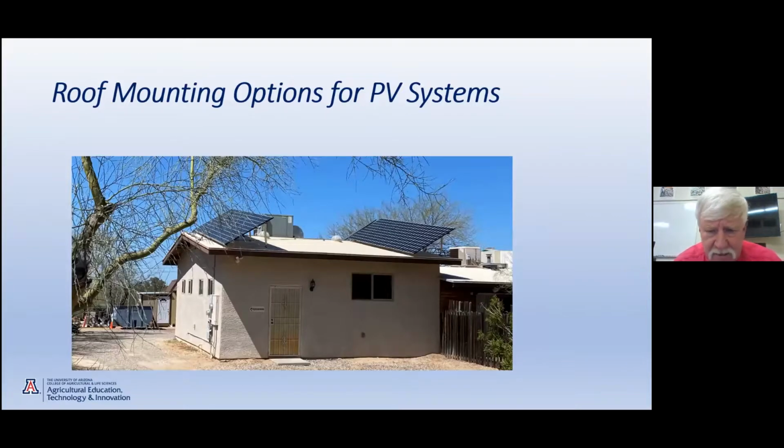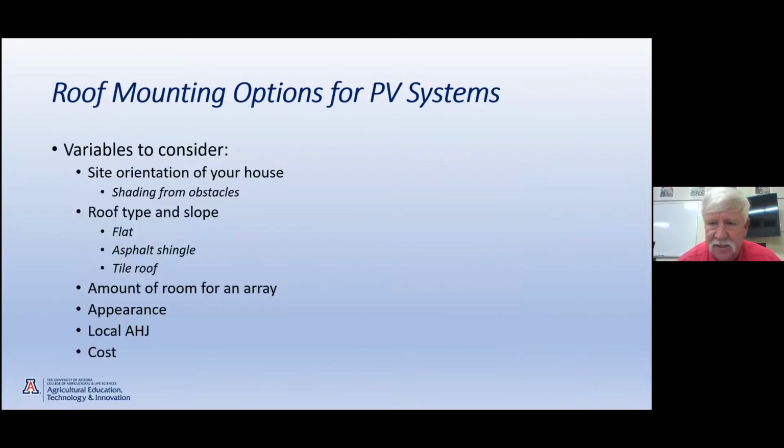Here's another house or an outbuilding where they've put up some solar modules, and they've actually spaced out the array there. So things to consider when you're roof mounting, again, site orientation of your house. You know, are you facing north, east, south, or west? The shading from obstacles, you're trying to make sure that you don't have chimneys, vent stacks, or something from your neighbor's house that might cast a shade during a certain part of the day. What's your roof type and your slope? Do you have a flat roof? Are you using an asphalt shingle roof?